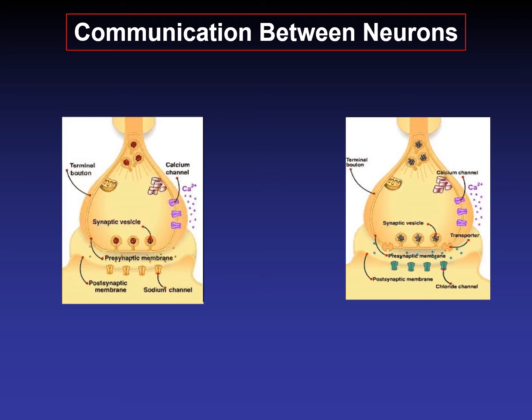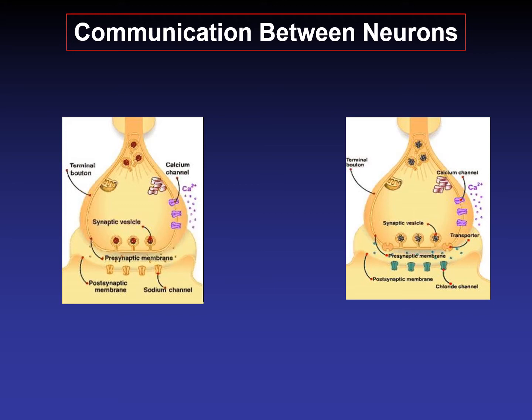The cell will actually start to produce waste that will kill it. So we have to have some mechanism for getting the neurotransmitter out of the cleft after it's done its work. And it turns out we have two mechanisms for that.